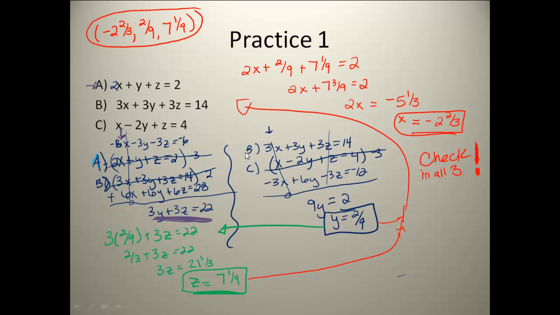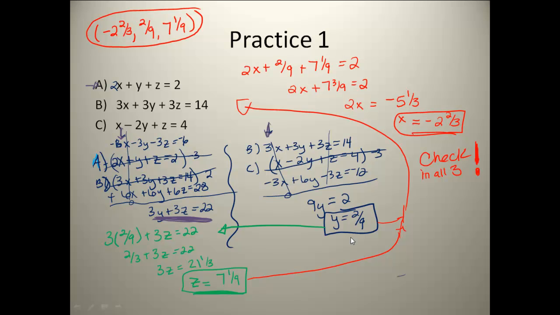Then I came over to my second mini system I had set up, which was B and C, and multiplied my bottom equation by negative 3 so I could get rid of my x variables. And when that happened, I also ended up eliminating my z variables, which is really good because that's going to save me some time. Because I end up getting 9y is equal to 2. Divide by the 9 and I get y is equal to 2/9. So I have already found one of my solutions.